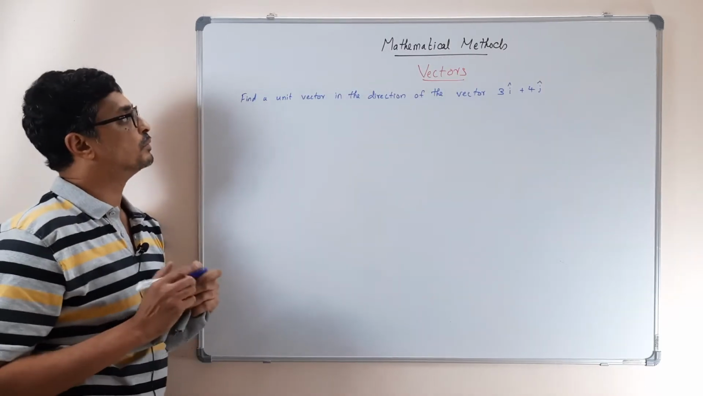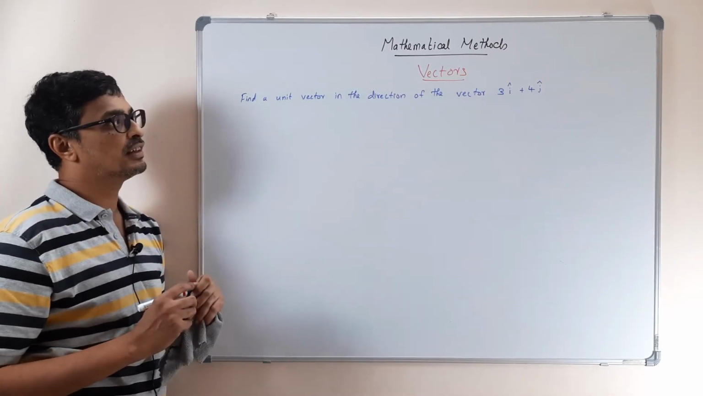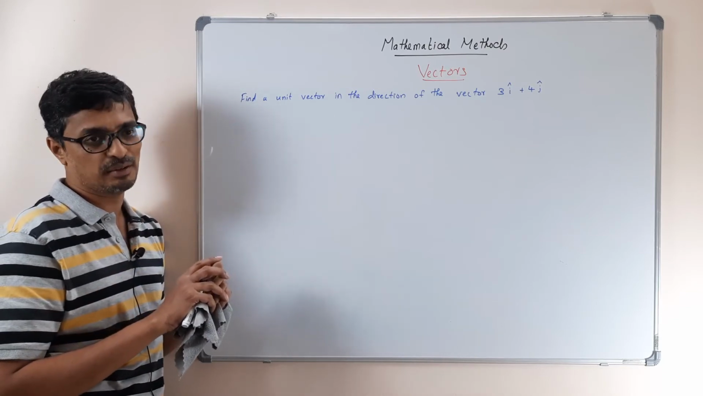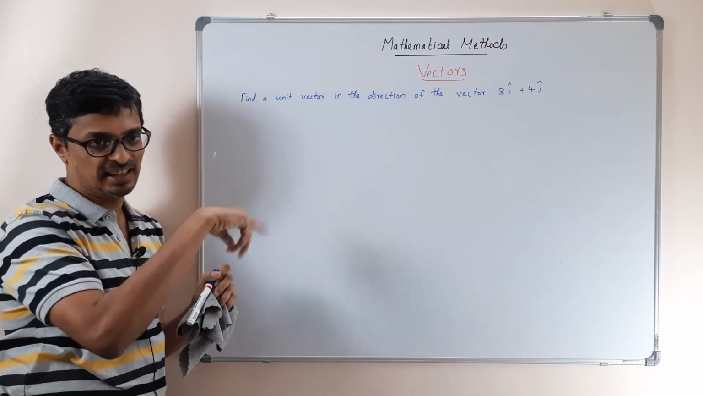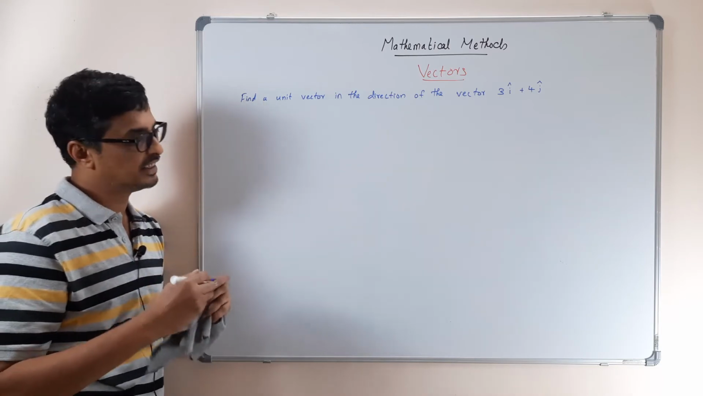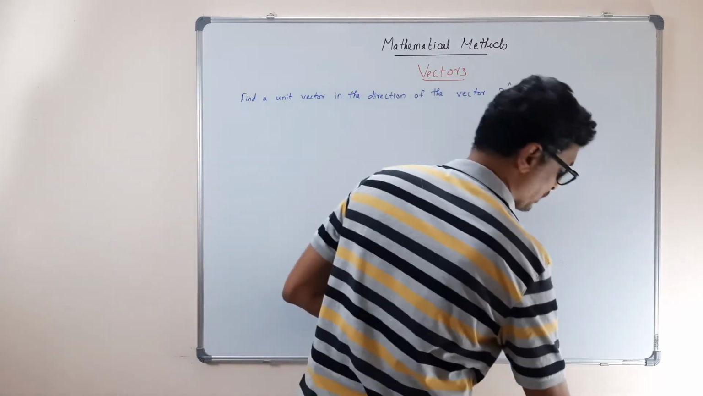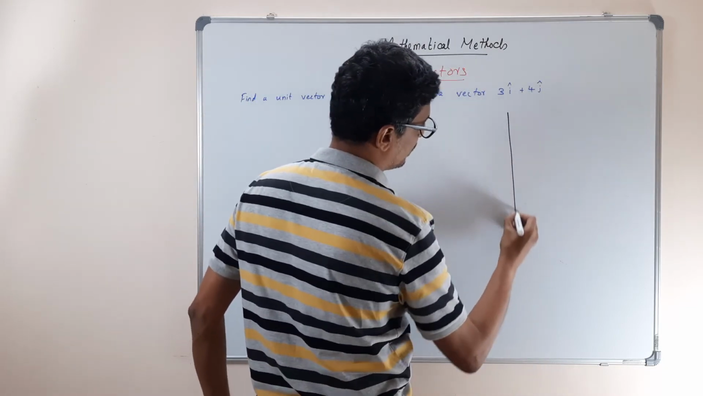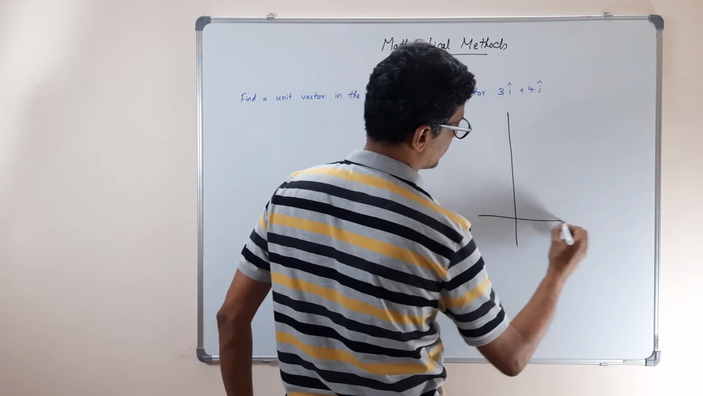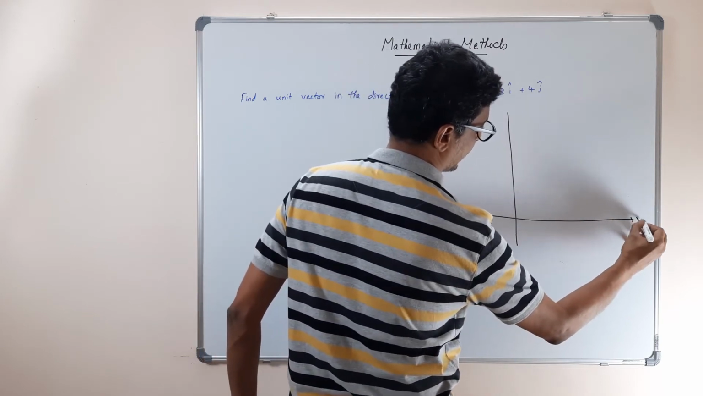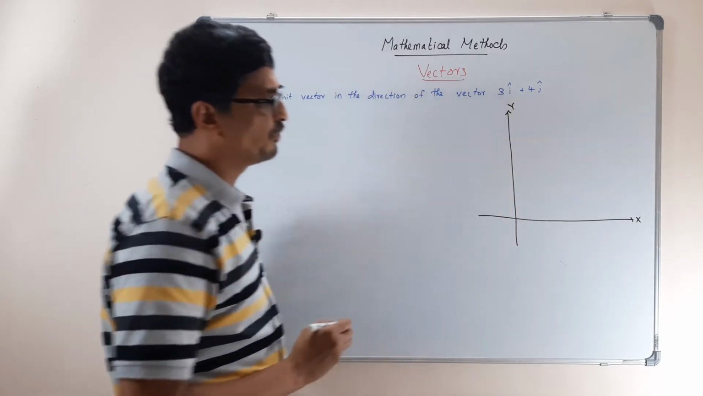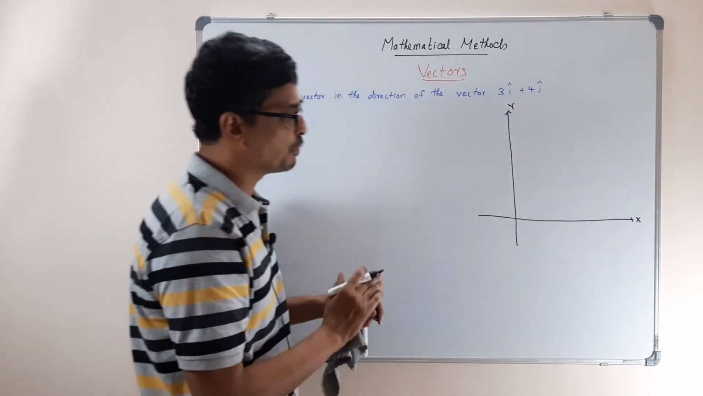So see this problem. Find a unit vector in the direction of the vector 3 i cap and 4 j cap. So it's in two dimensions. i is along the x-axis and j is along the y-axis. So can you tell me what this vector will be? So this is x, okay, and this is y. Can you tell me where the point will be?